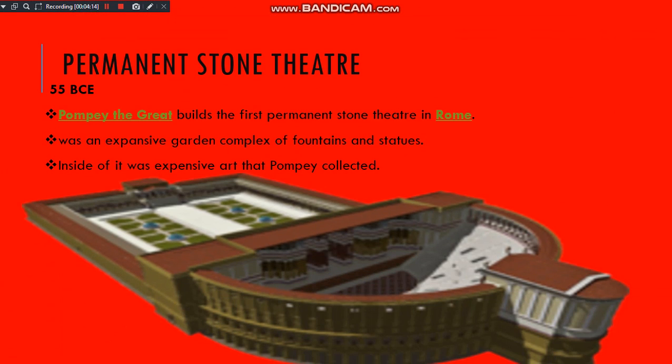So the Theater of Pompey was built in 55 BCE, and Pompey the Great builds the first stone theater in Rome. It was an expensive garden complex of fountains and statues. Inside of it was expensive art that Pompey collected. This is a rough picture that shows you what it kind of looked like. And from the inside, as I said, there's just a bunch of statues that were expensive, a lot of art they started collecting in this period.